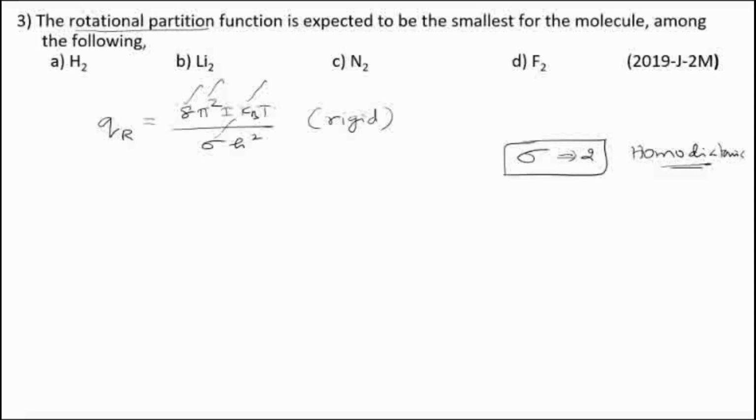And here temperature is not given. So assume temperature also constant. Right? எல்லா moleculeக்கும் temperature constant வச்சுக்கலாம். அப்படி எல்லாமே constant வச்சிட்டீங்கன்னா, then rotational partition function is directly proportional to moment of inertia of the molecule. Right? And we know very well, moment of inertia is equal to mu into r square. What is mu? Mu is called reduced mass.